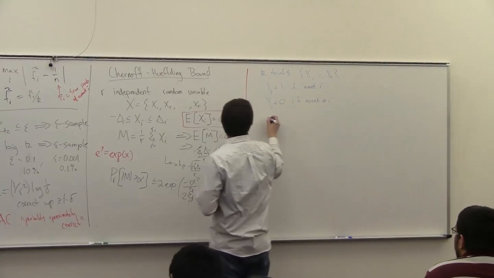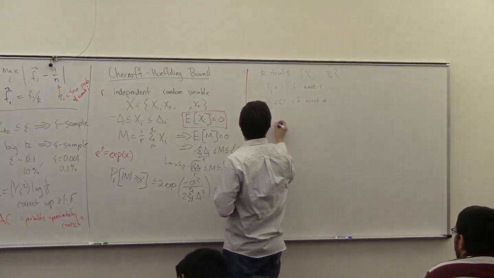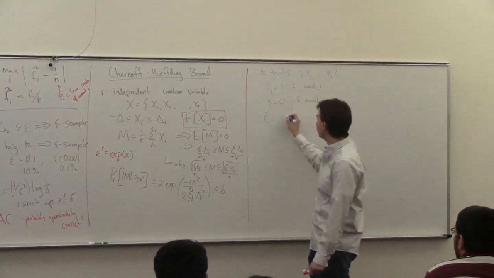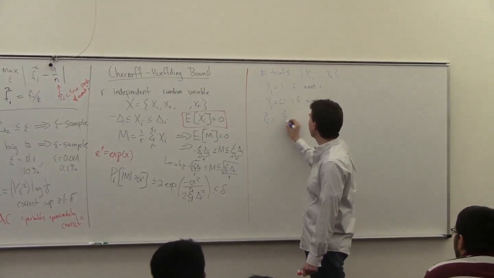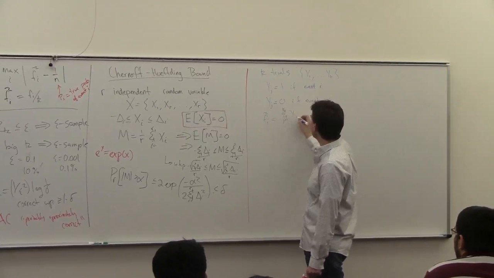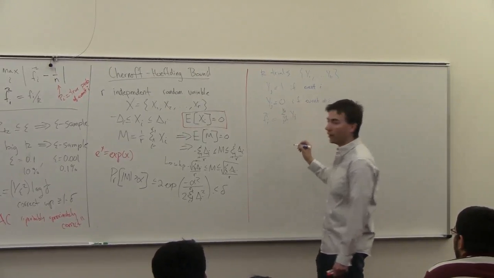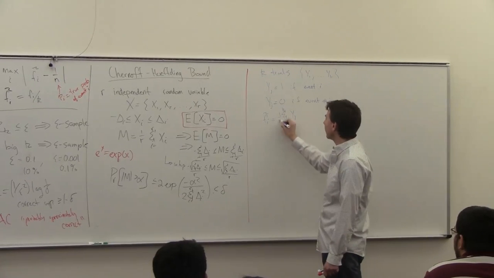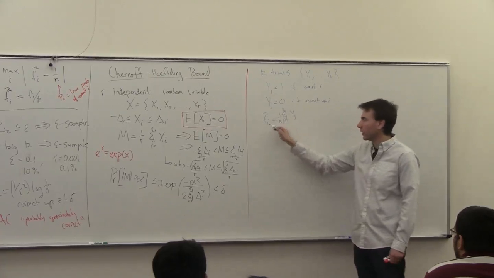Okay, so I've got these random variables, and my count is going to be my estimate f tilde i. Let's see, how am I going to write this? It's going to be the sum over j equals 1 to k of yj, divided by k. So this is what I want to estimate.